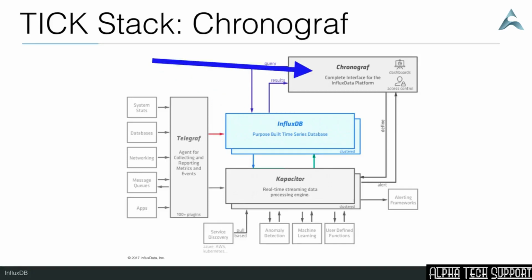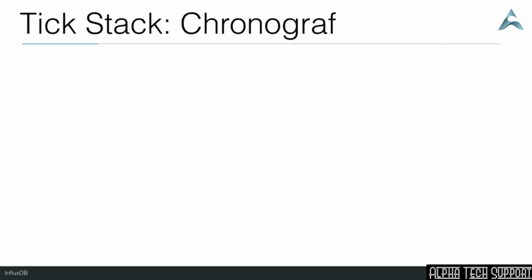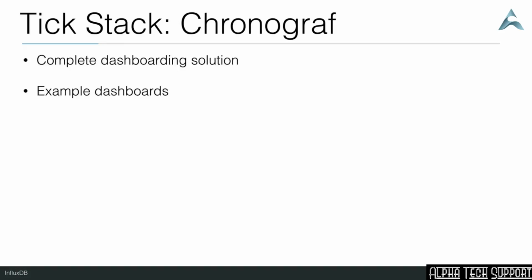Chronograf. Chronograf is the administrative user interface and visualization engine of the platform. It makes the monitoring and alerting for your infrastructure easy to set up and to maintain. Chronograf offers a complete dashboarding solution for visualization of your data and monitoring your infrastructure. Example dashboards are provided that allow you to get started very quickly. You can also create customized dashboards to meet your needs.